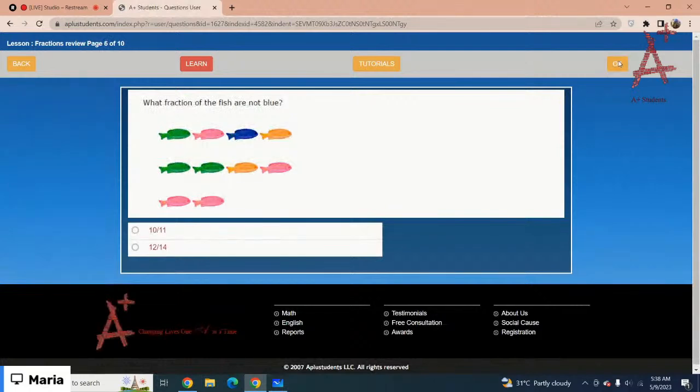What fraction of the fishes are not blue, which is the correct option? It would be 9 out of 10. You can see that total fishes are 10, and out of the 10, just one of them is blue. Basically, the answer would be 9 out of 10, but you are not given the correct option here.